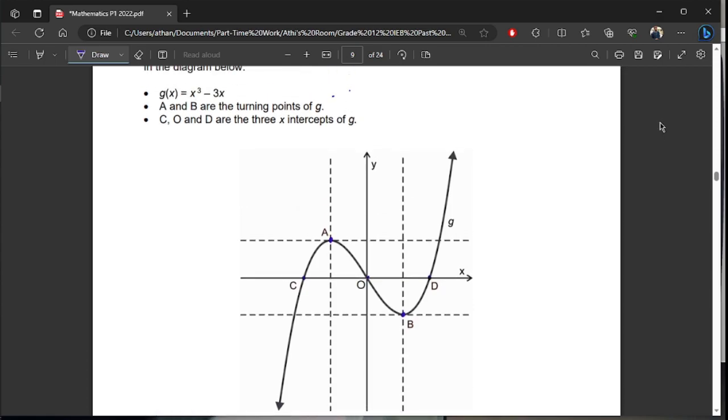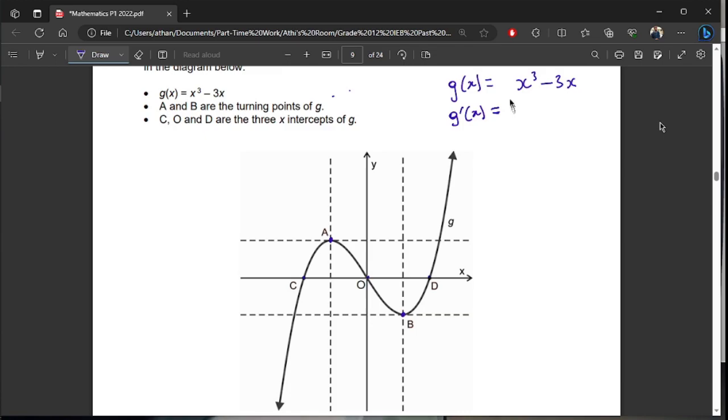To find the coordinates of A and B, as you can see, they are the turning points. Now remember, in a cubic function, you have your g of x, in our case x to the power of 3 minus 3x. Now in a cubic function, if we can get the first derivative of that function, this will be the graph of a parabola. Now the x-intercepts of the parabola will be the turning points of the cubic function.